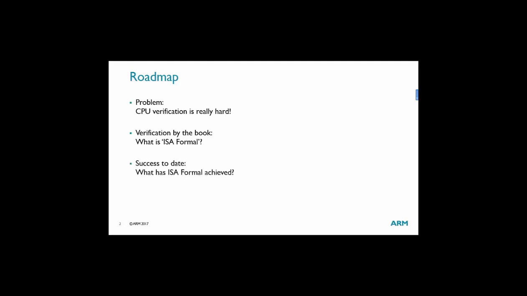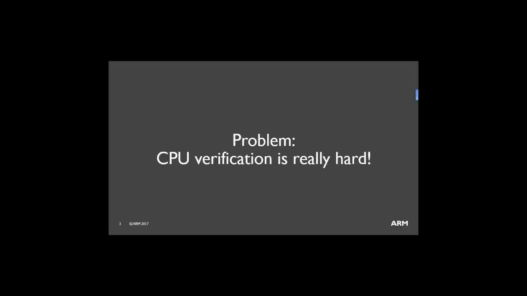So let me give you a quick roadmap of where we're going to head with the presentation. To start off with, I'll illustrate the background problem behind why we need something like ISA Formal. I'll talk about why I call it verification by the book, what's behind that name, and what ISA Formal entails. I'll talk about the successes that we've had so far with the verification methodology, and then I'll talk a little bit at the end about what we hope to achieve in the future.